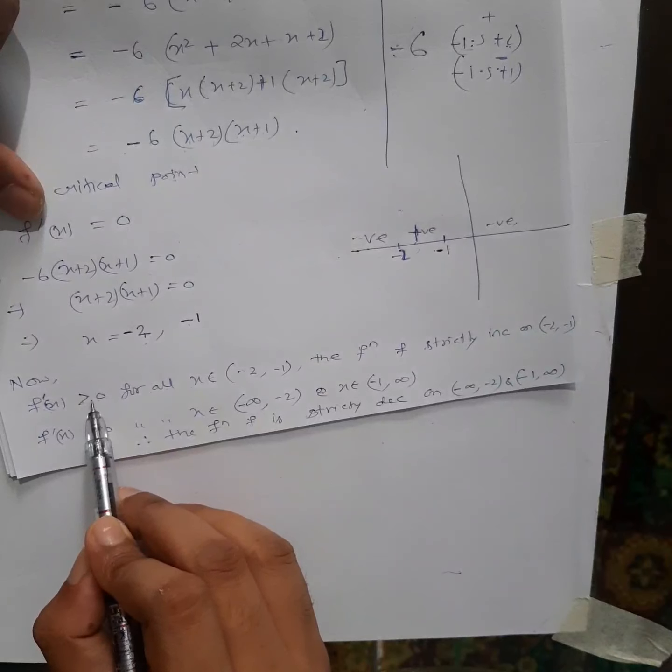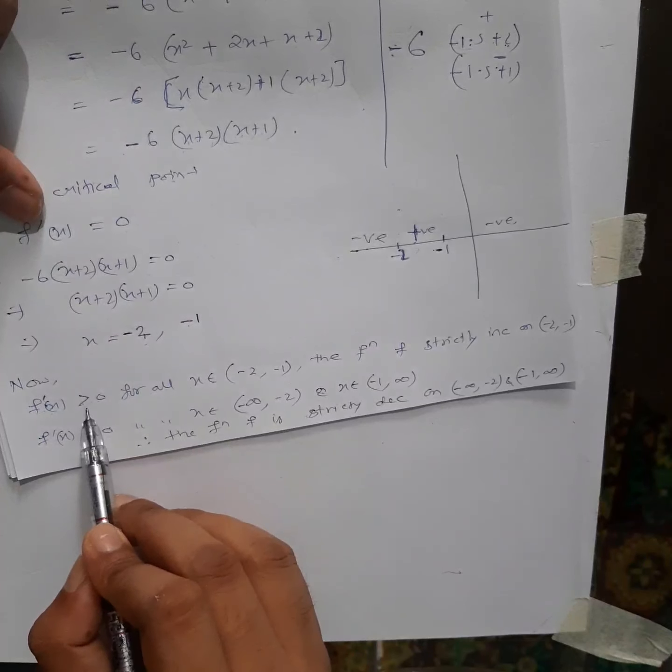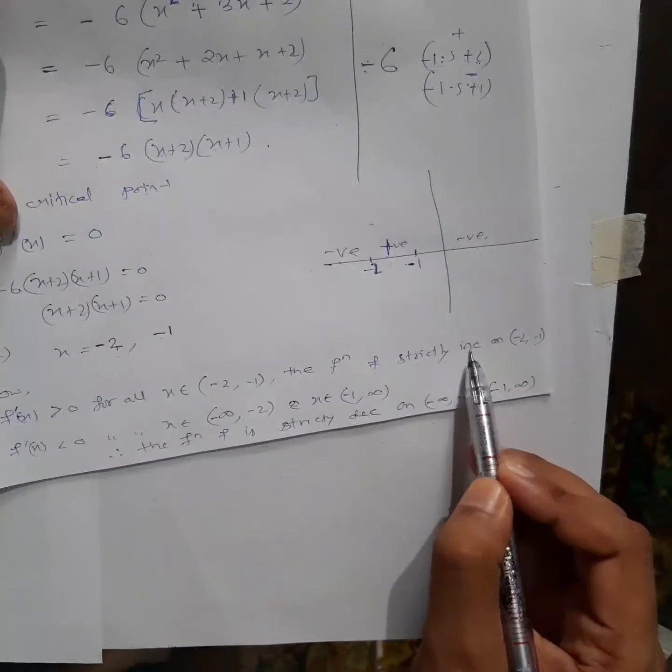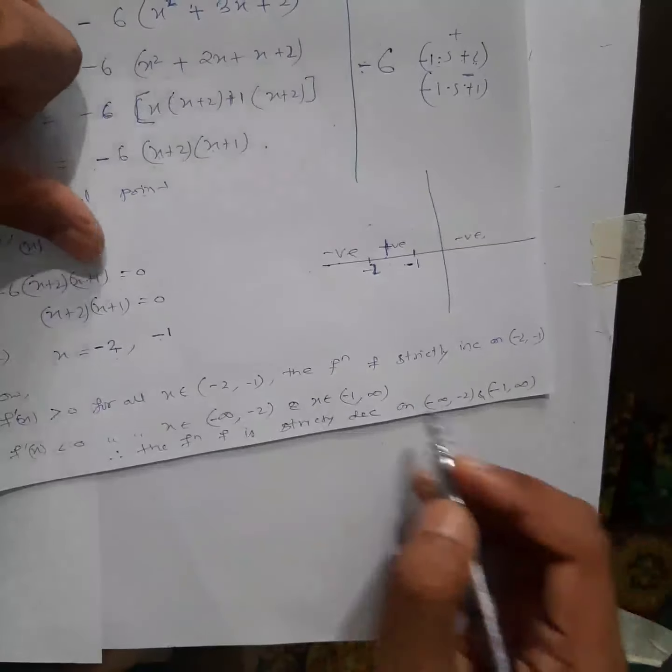So if you include it, it will come equal to also, and in that case it will be only increasing, not strictly increasing. So this will be strictly increasing on this interval. So that's what we have written.